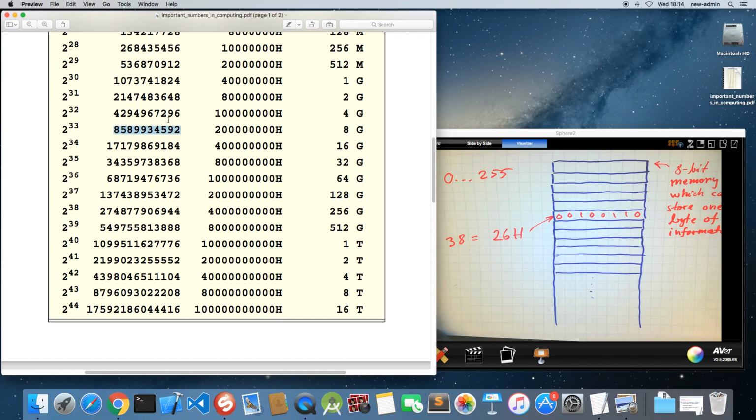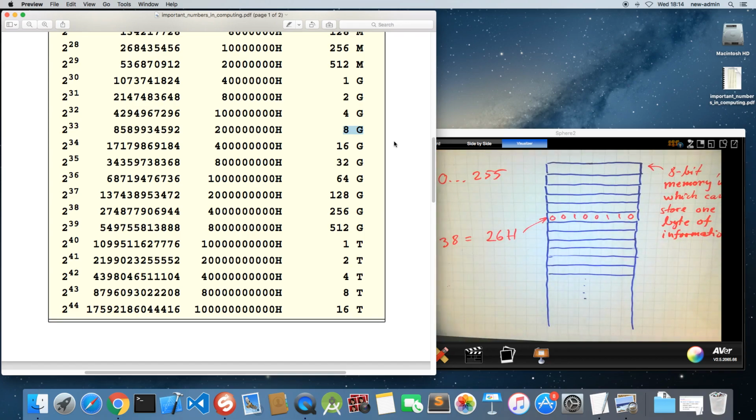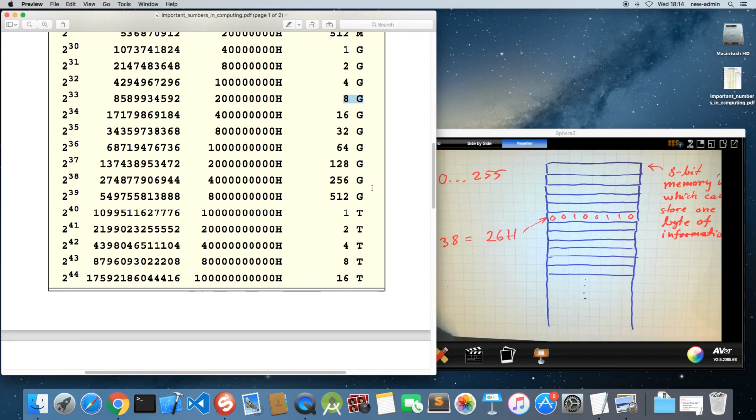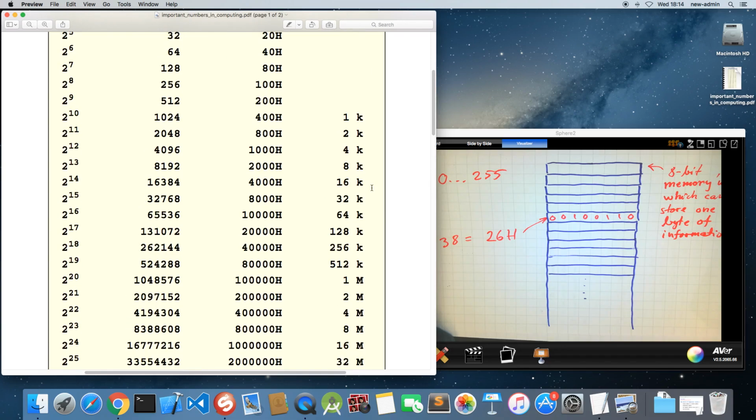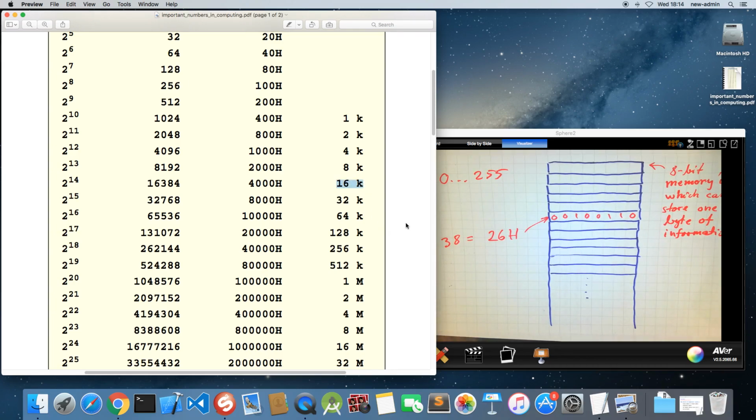So today it is very normal that we have as much as 8 gigabytes of main memory in a computer, and in the future perhaps we have even more. But during the early days of computing, there was just maybe something like 16K of main memory.